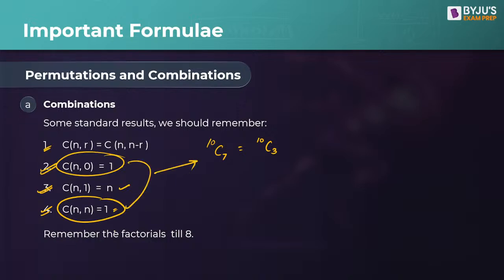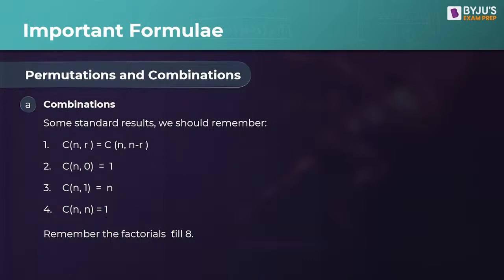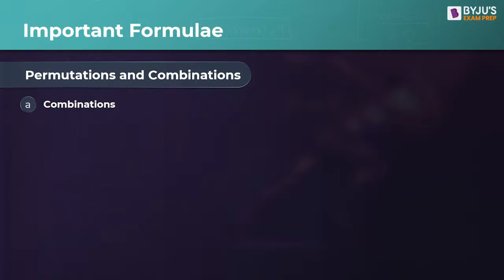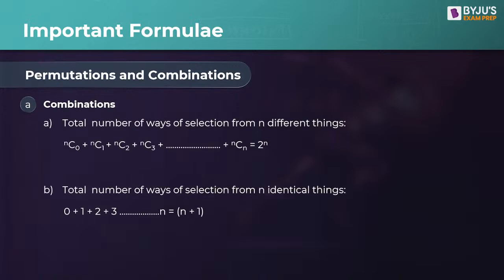Also, you must remember the values of the factorials up till 8 factorial. So 1 factorial, 2 factorial, 3 factorial, 4 factorial, these values should be on your fingertips. If you don't remember up to 8 factorial, then at least remember up to 7 factorial or 6 factorial. That will help you in saving plenty of time in the examination. Okay, now moving ahead, last few things and then we'll jump on to the questions.